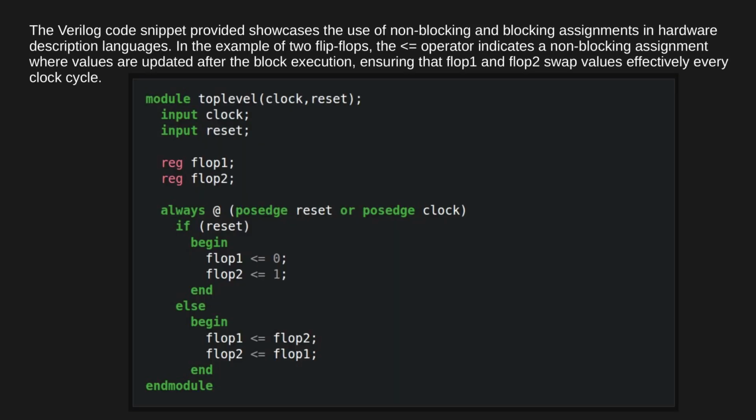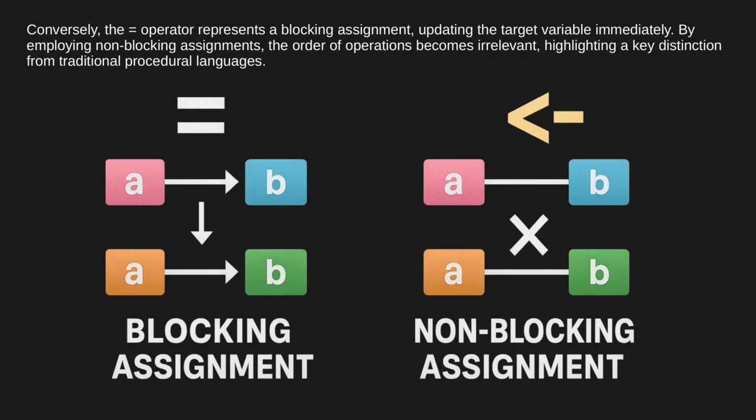The Verilog code snippet provided showcases the use of non-blocking and blocking assignments in hardware description languages. In the example of two flip-flops, the <= operator indicates a non-blocking assignment where values are updated after the block execution, ensuring that flop 1 and flop 2 swap values effectively every clock cycle. Conversely, the equals operator represents a blocking assignment, updating the target variable immediately. By employing non-blocking assignments, the order of operations becomes irrelevant, highlighting a key distinction from traditional procedural languages.